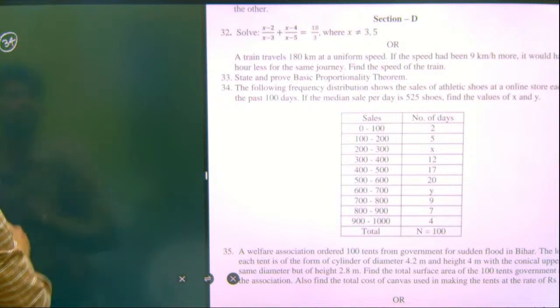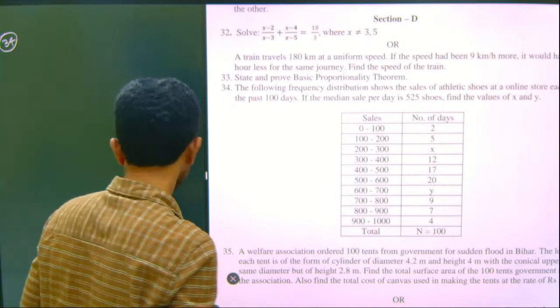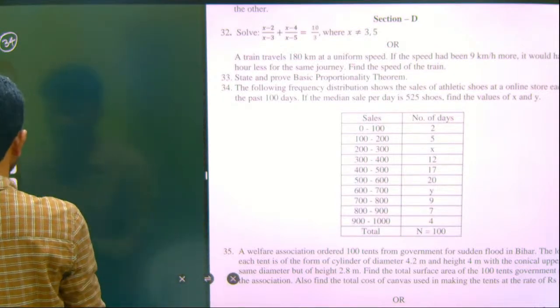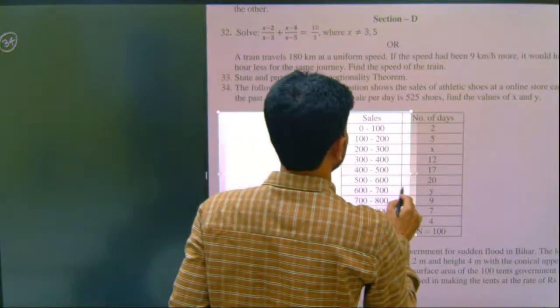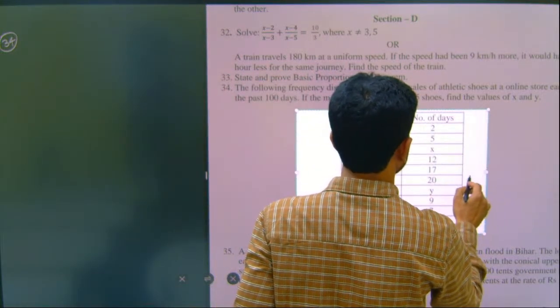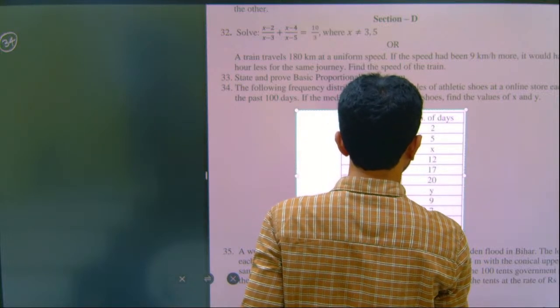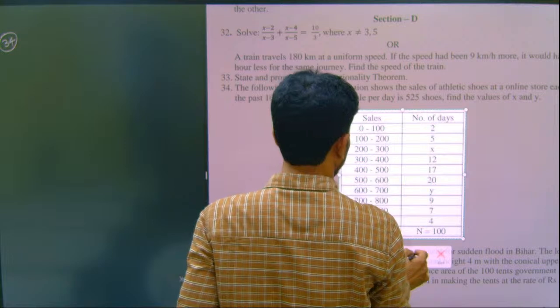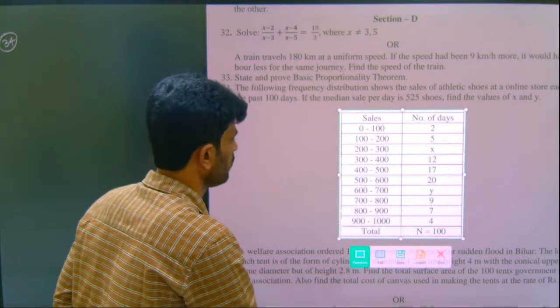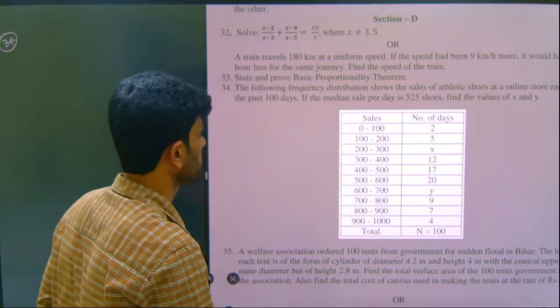Now the 34th question is from statistics. Let us take the table here. This is a textbook question, an example problem. Median is given. We have to find out x and y. It is a problem related to unknown values.